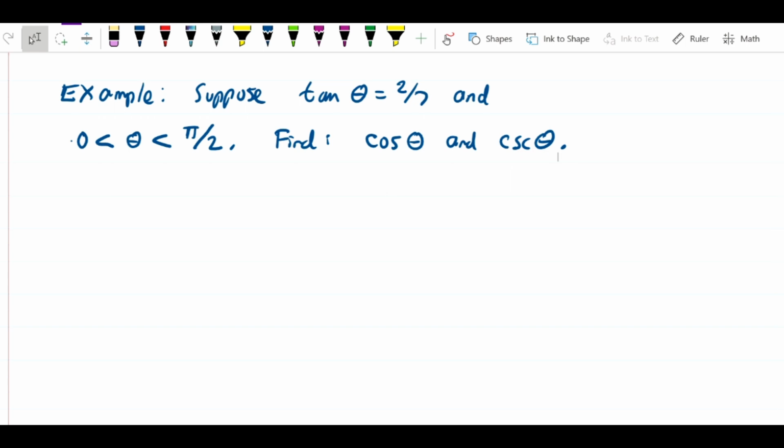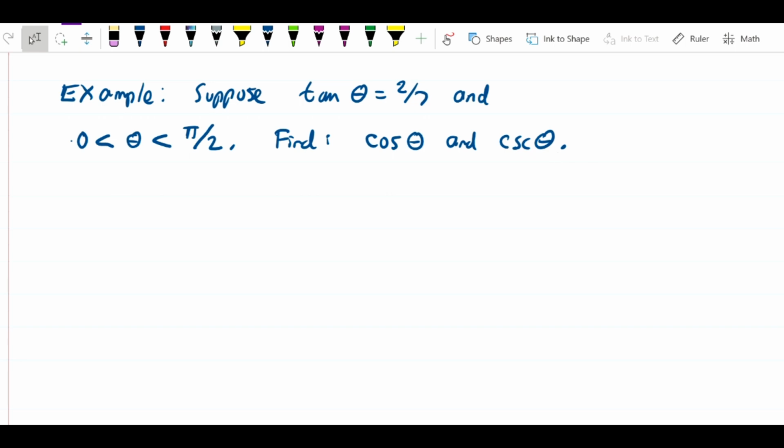So one type of problem that we can solve using right triangle trigonometry is of this form, where we say suppose the tangent of theta is equal to 2/7. So let's find the cosine and cosecant of the same angle. And of course, there's nothing special about cosine and cosecant. I just picked two random trig functions just to demonstrate the point.